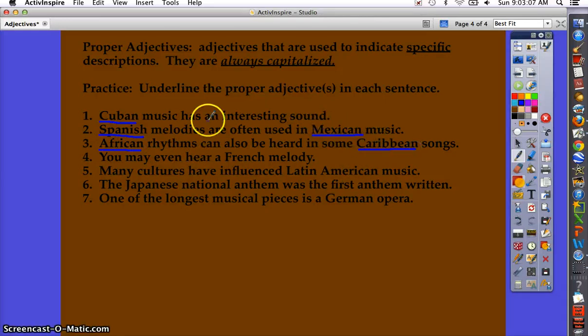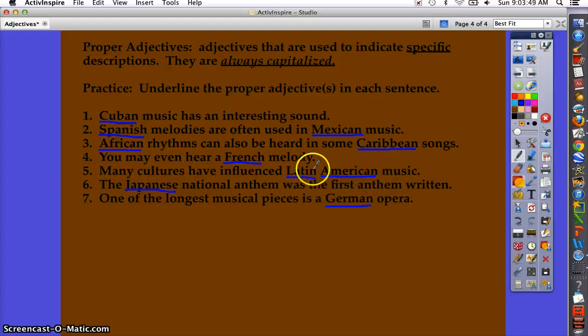You can see the capital letters as well in all these proper adjectives. Number 4, you may even hear a French melody. French would be the proper adjective describing melody. Number 5, many cultures have influenced Latin American music. Latin and American are both proper adjectives this time describing music in number 5. Number 6, the Japanese national anthem was the first anthem written. Japanese describes national anthem as a proper adjective. And finally, 7, one of the longest musical pieces is a German opera. German would describe opera for number 7.